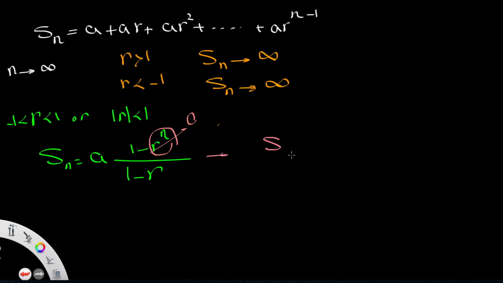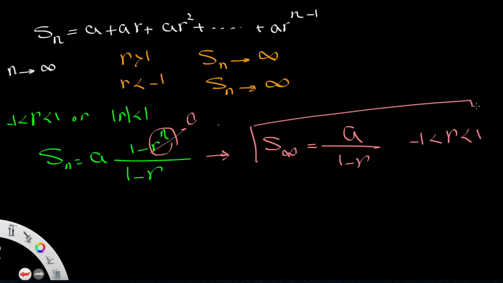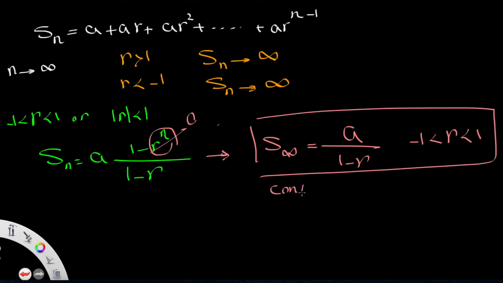So the sum to infinity will be equal to, here you have just 1 left, a over 1 minus r, just in case that r is a number between 1 and negative 1. Then you can say that this series is convergent to this number, otherwise it will tend to infinity. Now look at the examples.